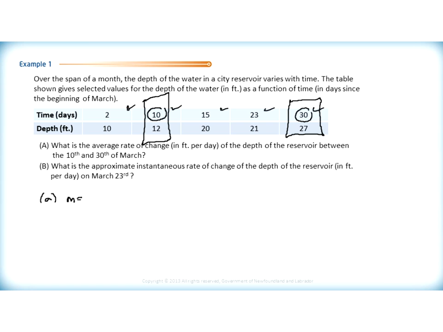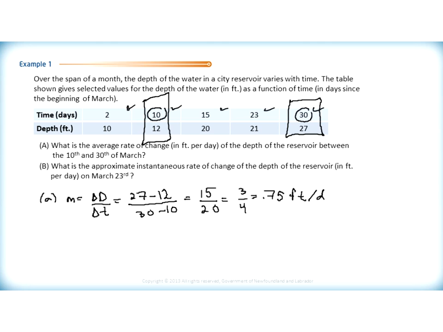So to find the slope of that line, all I have to do is say that m, for slope of course, equals our change in depth divided by change in time. So that will be 27 feet minus 12 feet, divided by 30 days minus 10 days. And that gives us, in the numerator we have 15, and in the denominator we have 20. So we can simplify that. So that's going to be 3/4, or if you want, 0.75, and that's going to be in feet per day.